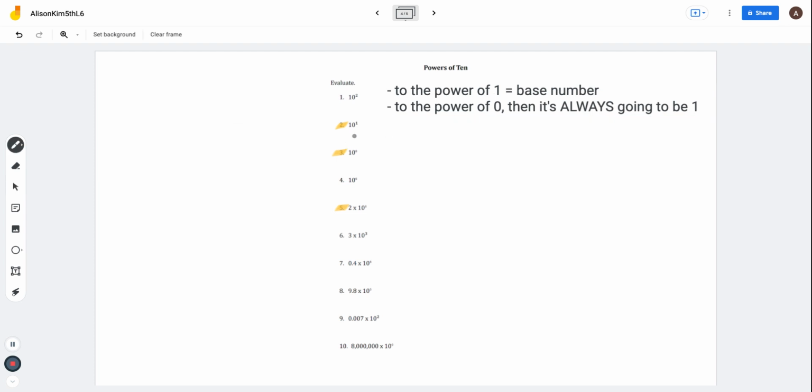So for number 2, it gives us 10 to the power of 1. And it says right here, if it's to the power of 1, then it's going to be the base number. And in this case, the base number is 10. So 10 to the power of 1 would be just 10.